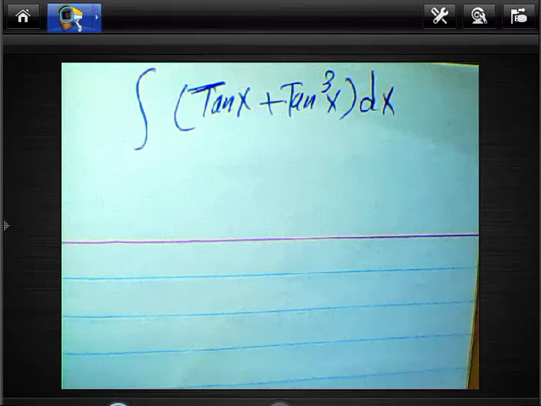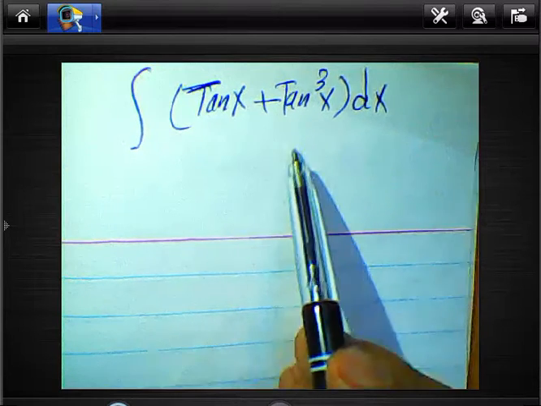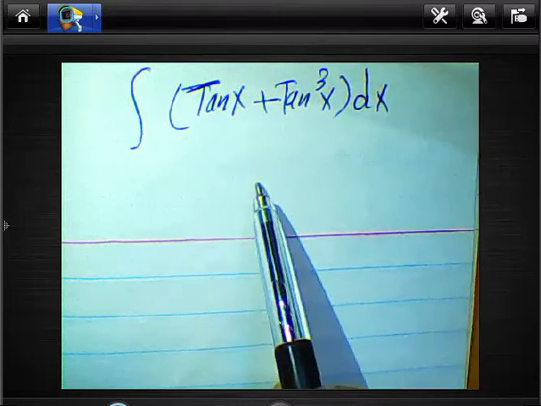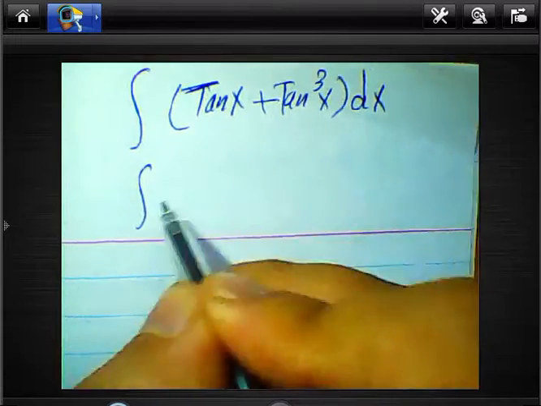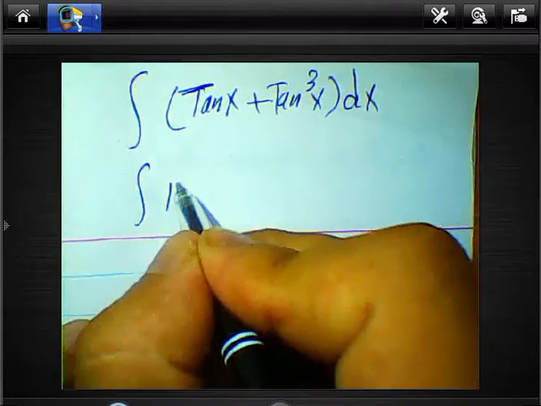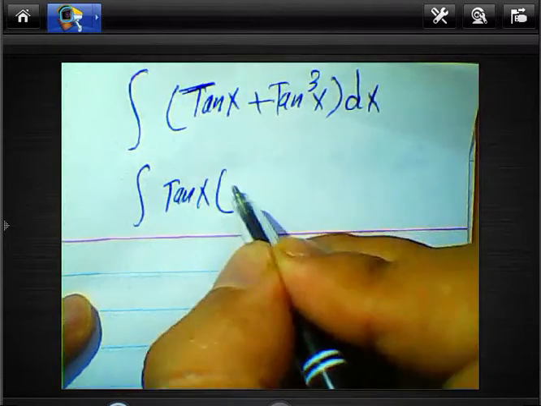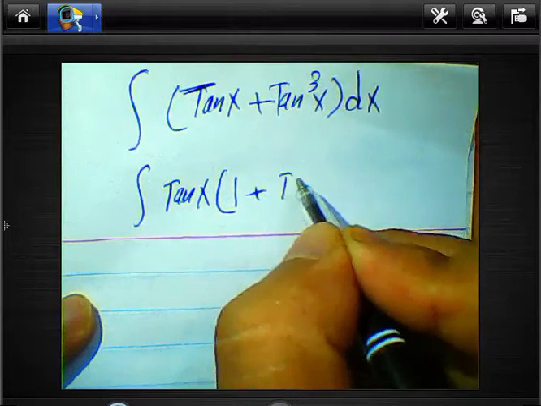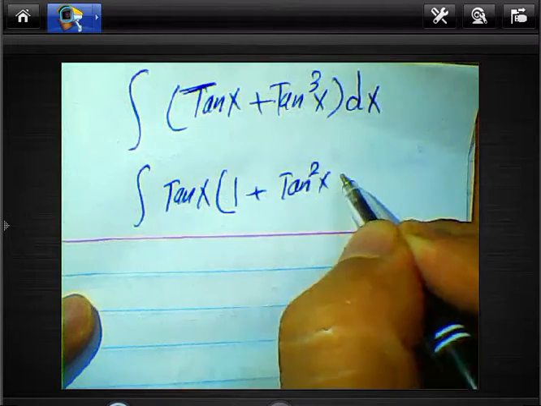Today we will solve a lot of questions about integration, about trigonometric functions. Look at this example. We want to find the integral of tan x plus tan cubed x dx. First, we can write tan x as a coefficient outside between two terms. We can write tan x outside here. Then the result will be 1 plus tan squared x dx.